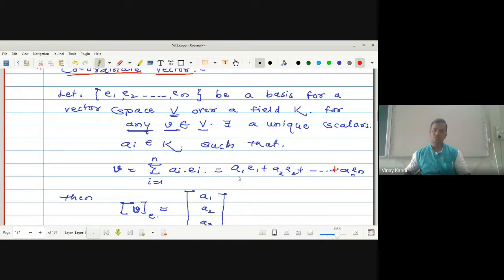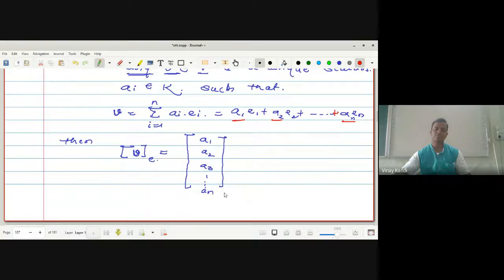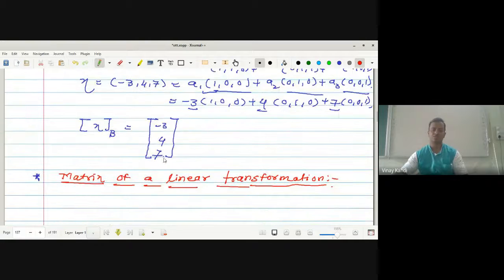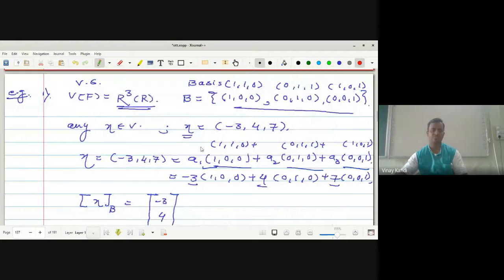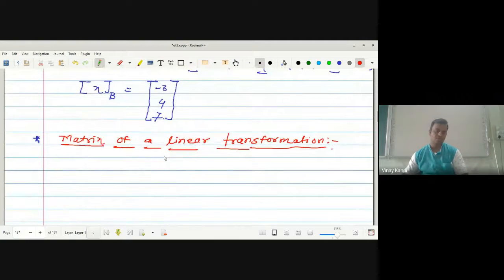And write down all these coefficients in one column vector, that is a1, a2, up to an. This column vector is nothing but the coordinate vector of v with respect to the basis e. Okay, so today we will see what is the matrix representation of a transformation. We have seen one example of this. Now the next point is the matrix of a linear transformation.